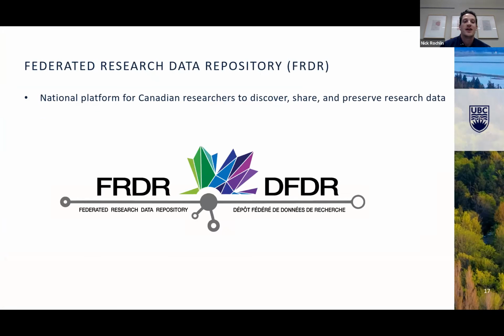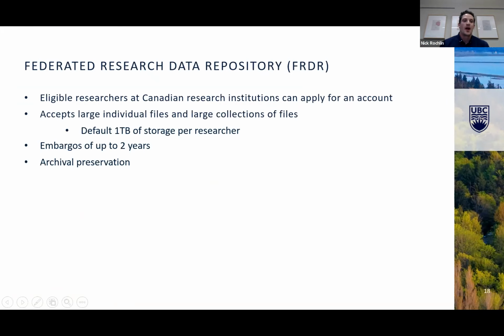FRDR is a national platform for Canadian researchers to discover, share, and preserve their research data. Any eligible researchers at Canadian institutions can apply for accounts. Eligible researchers, in this case, is similar to how UBC defines them, as well as Compute Canada. So you do have to have a faculty appointment and the ability to hold funds. If you are a grad student or someone who isn't meeting these eligibility criteria, you can have someone who does apply for an account and grant you access, and then you can use it as well.